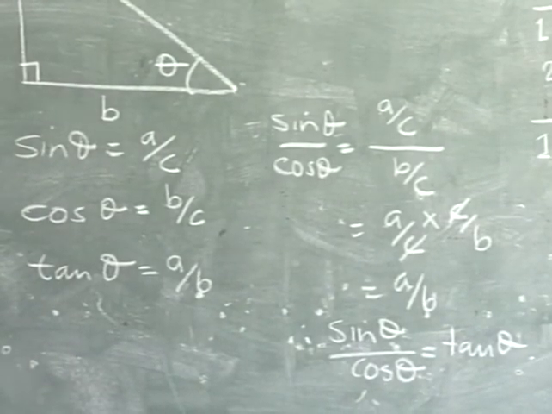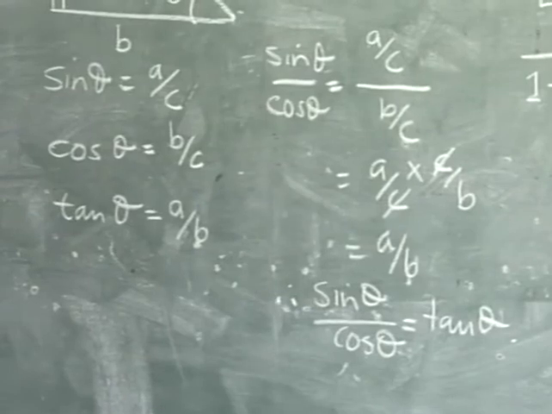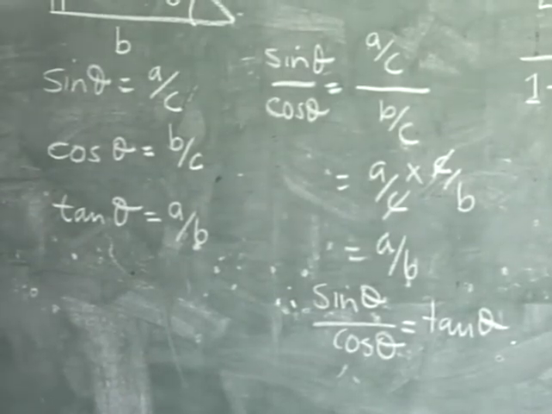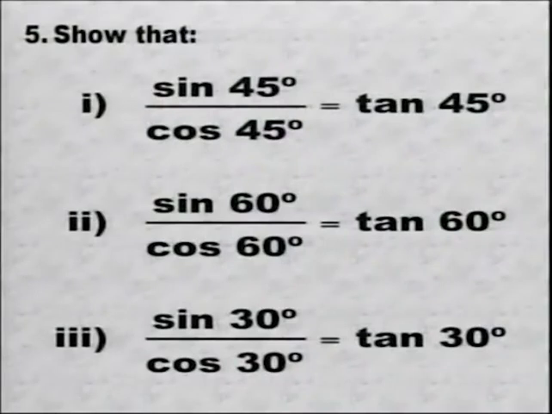Okay, in question, let's just go back. Question 5, 1, 2, and 3. You prove that as well. Sine of 45 is 1 over root 2, and cos of 45 is 1 over root 2. 1 over root 2 over 1 over root 2 is equal to 1. And that is tan of 45 degrees.